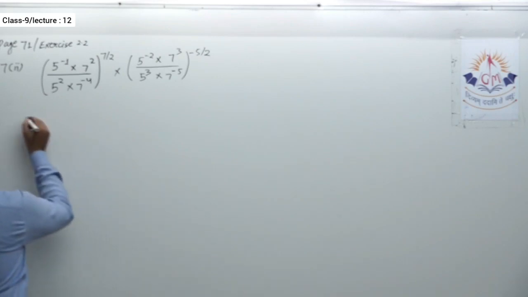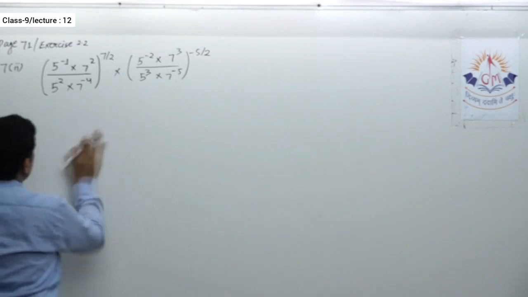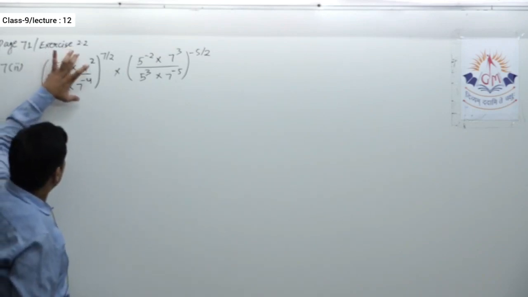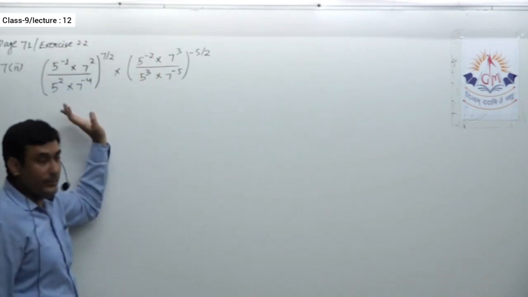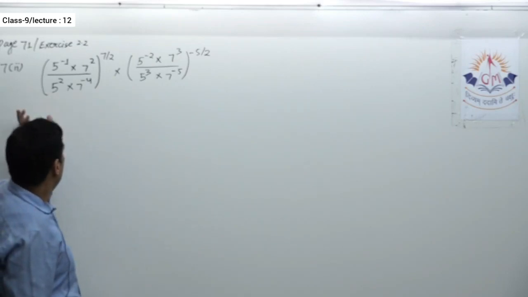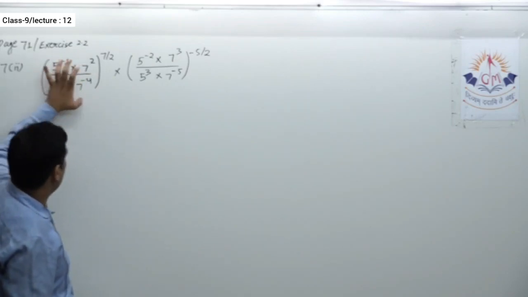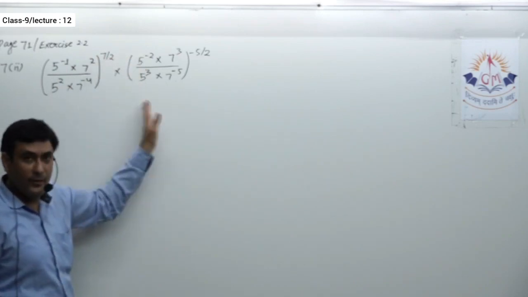Okay, so it is not that much difficult. The only thing that you have to keep in your mind is to first simplify this and then come to this. That means, simultaneously, first we have to simplify this bracket, then this bracket, and then we'll multiply the brackets.